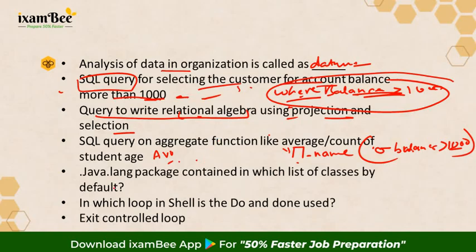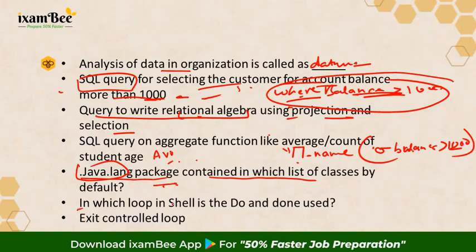The next question is related to Java: the java.lang package contains which list of classes by default. Whenever you use classes like String or anything which comes from the system, there is no need to import that package manually. This package is automatically available to the classes.